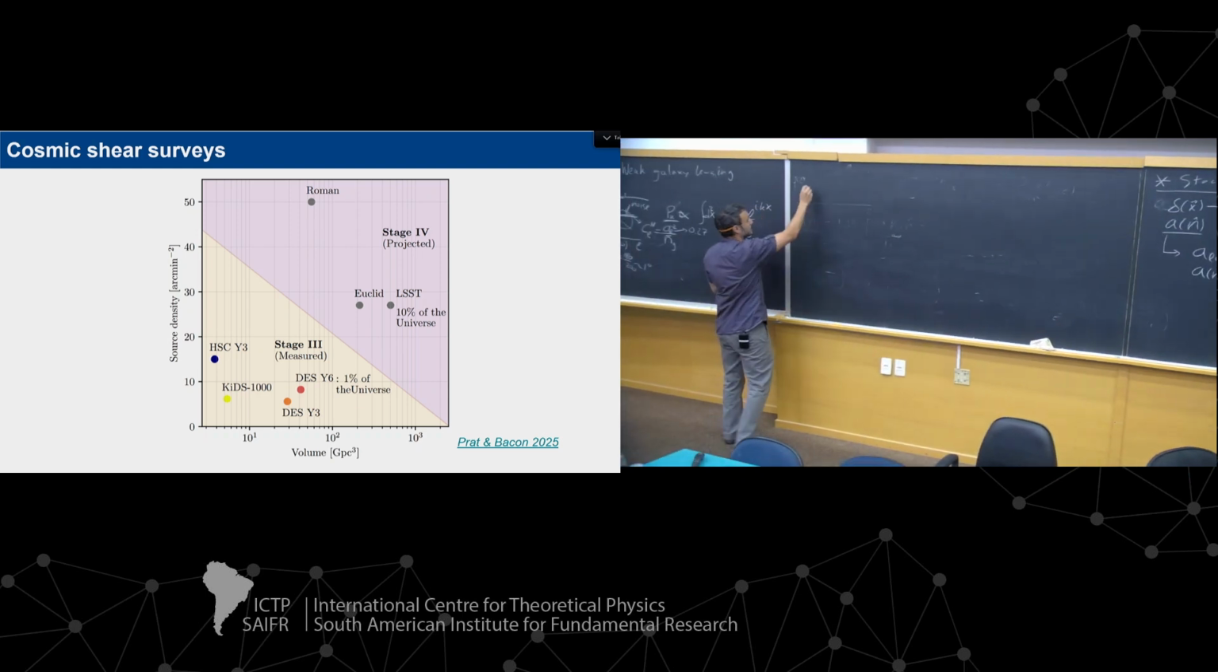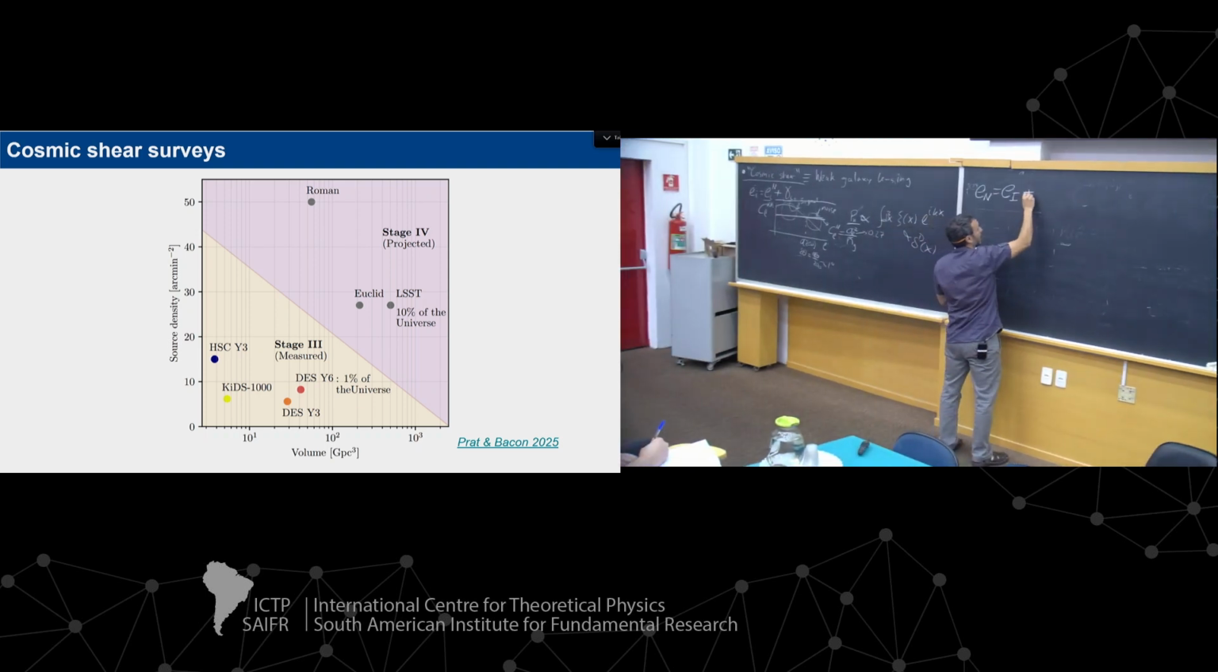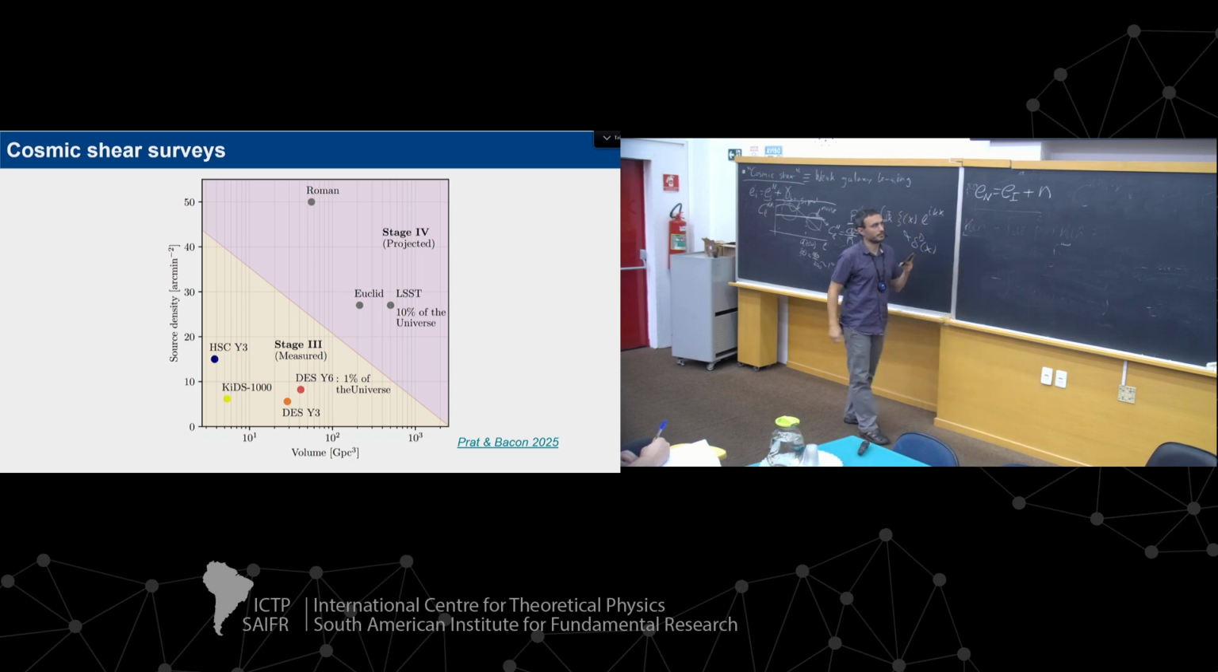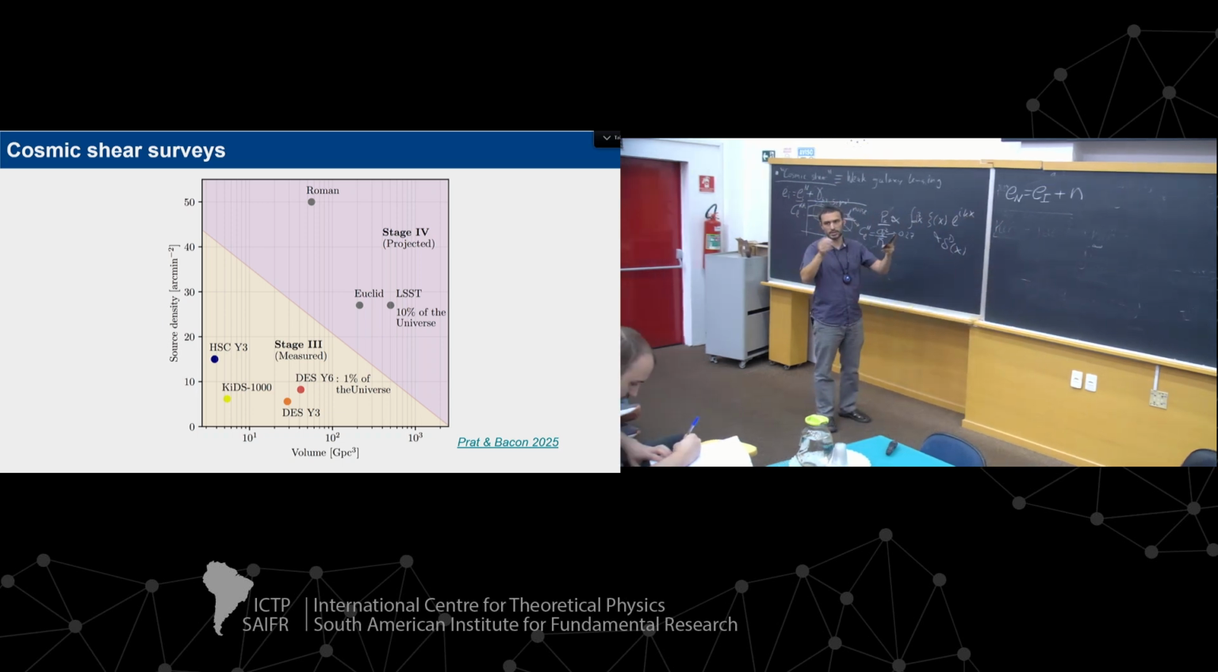Right, so let's split the intrinsic ellipticity of a given galaxy into two components. One of them, which is correlated with the large-scale structure, I'm going to call e^I, for intrinsic. And then I'm going to call the remainder noise, n, the component of the ellipticity that doesn't really correlate across different galaxies.